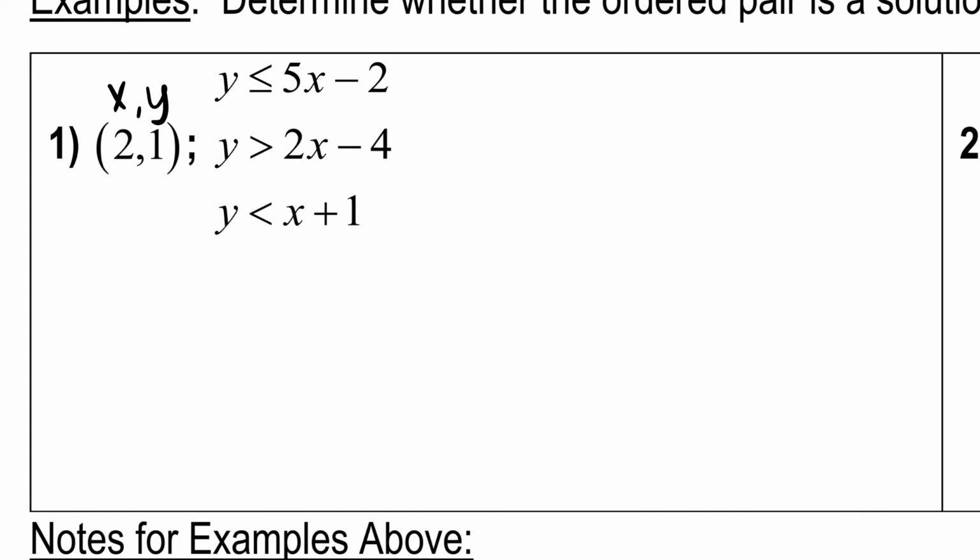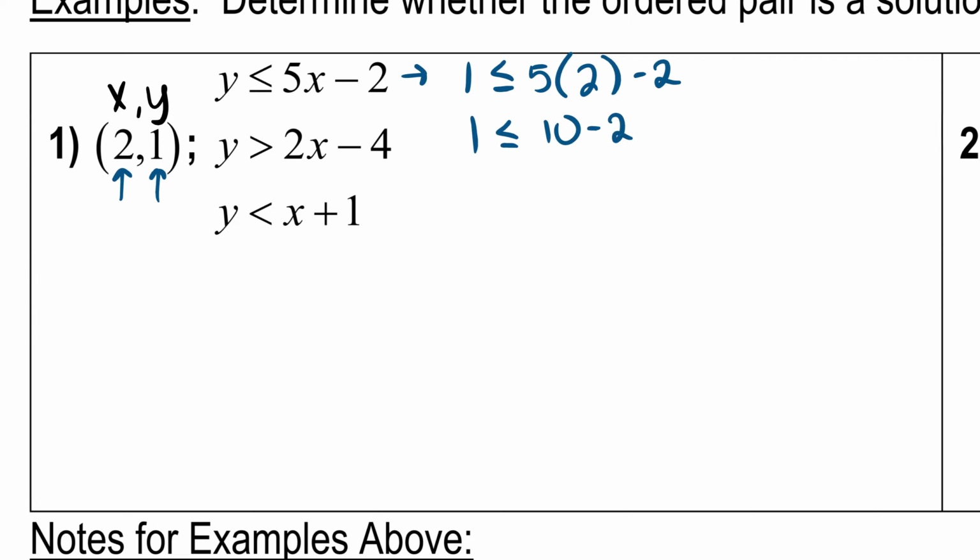So for example, let's do the first one up here. Instead of y, I'm going to plug in 1. So I have 1 less than or equal to 5 times x, which is 2, minus 2. Now we play it out, see if it's true or not. 1 is less than or equal to 5 times 2 is 10, minus 2, so 1 is less than or equal to 8. Well, 1 is less than or equal to 8, so that's good to go.